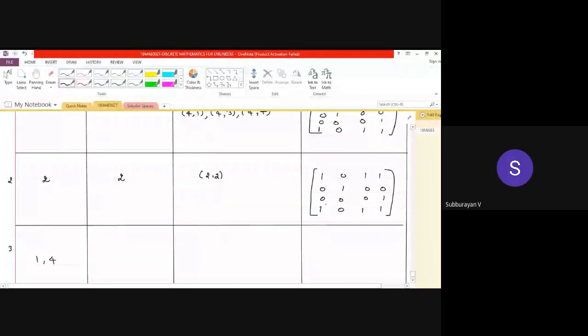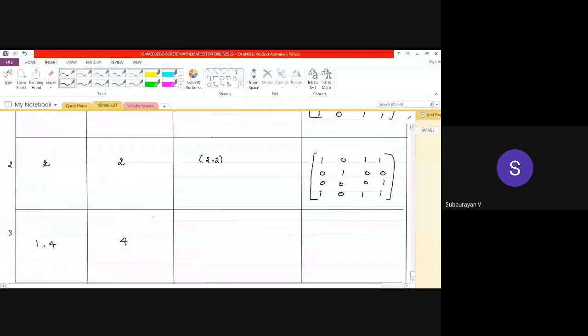4. Okay, see, this is 4. Now the combination: 1, 4 and 4, 4. Now we have to make the elements in positions 1, 4 and 4, 4 as 1. Then we will get the new matrix.